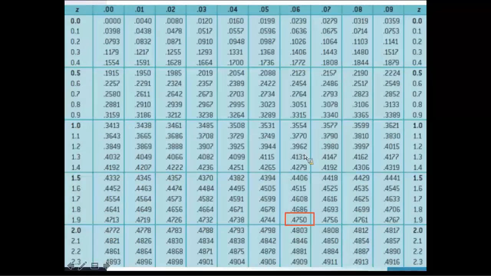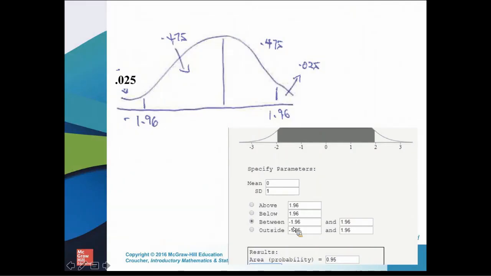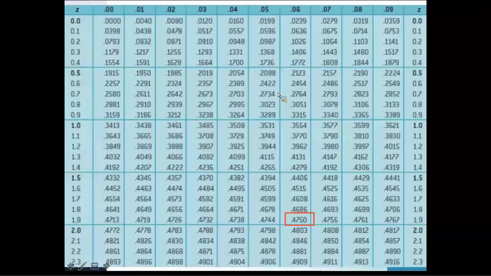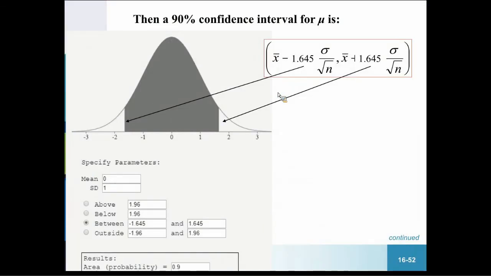And sure enough, it's bang on. 0.475 here is a z-score of 1.96. Either side of the mean covers 95% of the area of the graph. Let's go back so you can see it again. 95% of the graph. So there's my z-score.